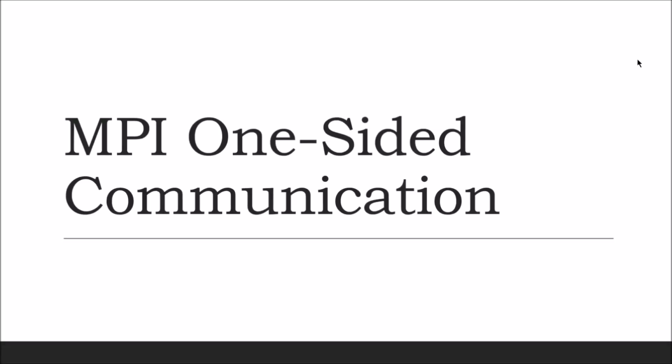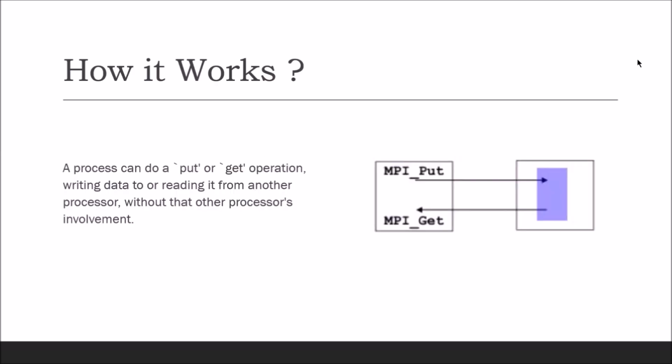The second approach that we implemented is one-sided. It's different from two-sided because a process can do a put or a get operation, writing data to or reading it from another processor without that other processor's involvement. To do this, you have to initialize a shared area. An MPI window is used to do this. Then others can reach this area and can do what they want.